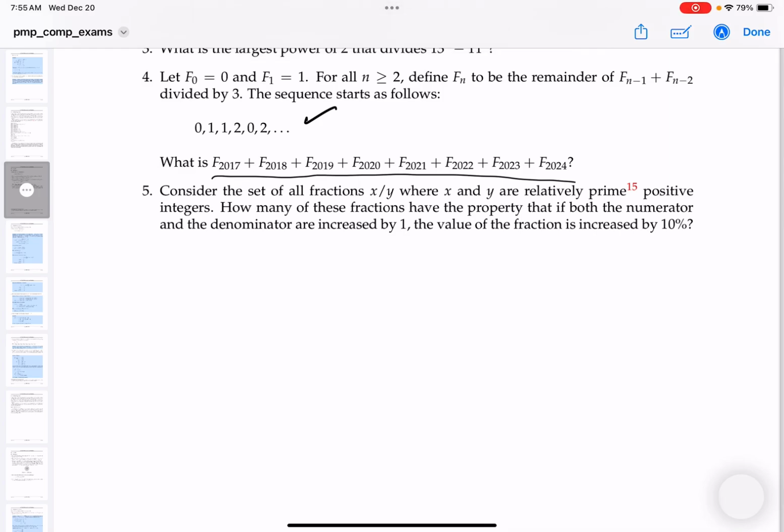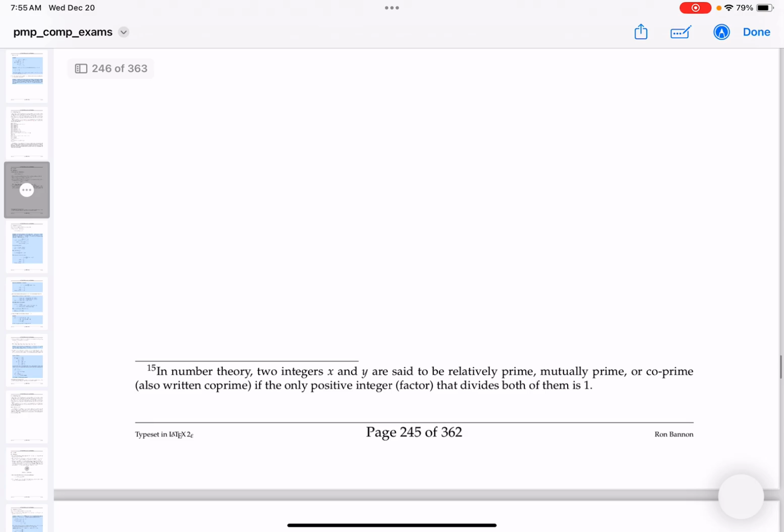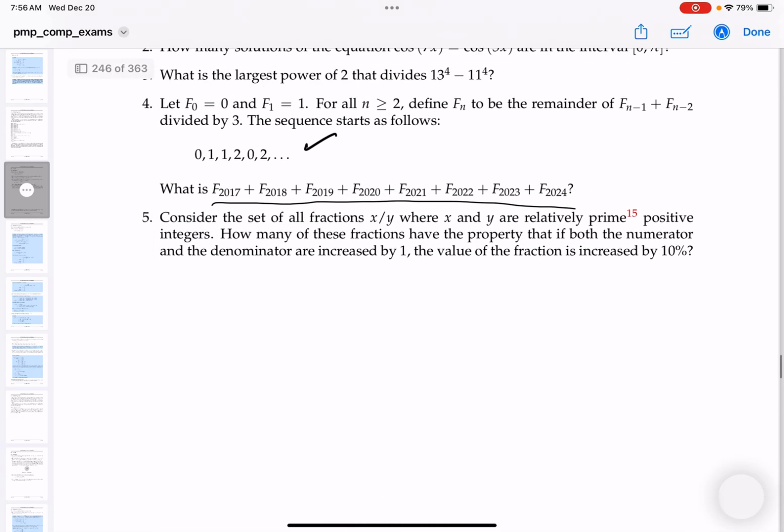All right, let me read this, number 5. Consider the set of all fractions x over y, where x and y are relatively prime. There's a footnote there, and it says, in number theory, two integers x and y are said to be relatively prime, or mutually prime, or coprime, if the only positive integer factor that divides both of them is 1. So reduced to lowest terms, let's say.